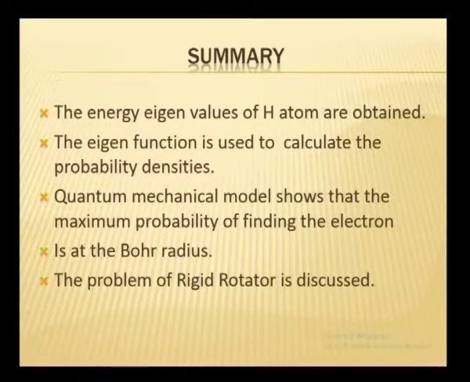We will move on to the summary part of this lecture. The summary goes as follows. The energy eigenvalues of the hydrogen atom are obtained, and the eigenfunctions which are used to calculate the probability densities were discussed. The quantum mechanical model shows that the maximum probability to find the electron is at the Bohr radius. The problem of the rigid rotator is discussed.